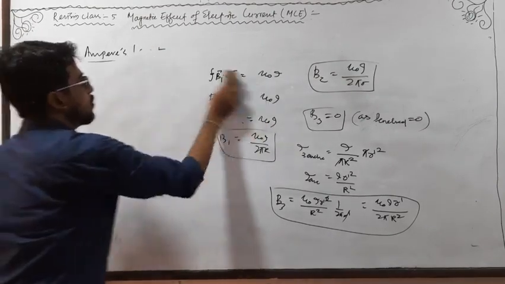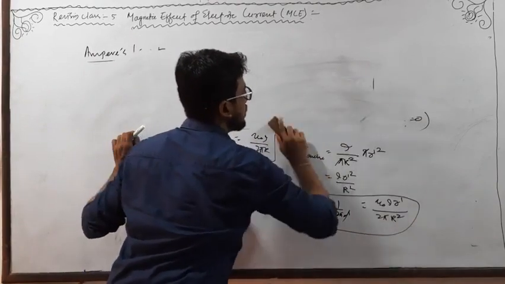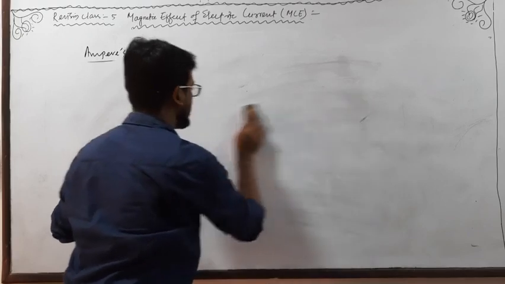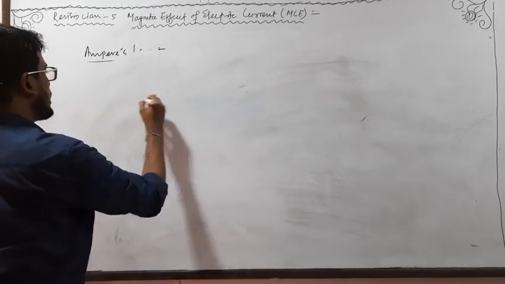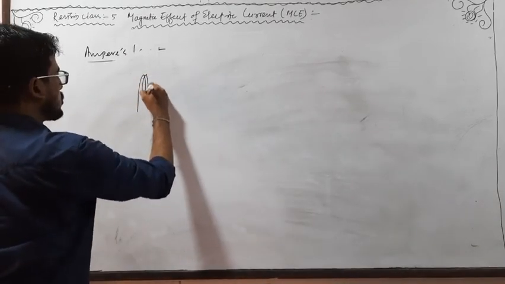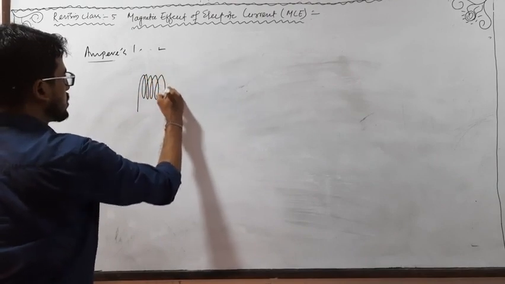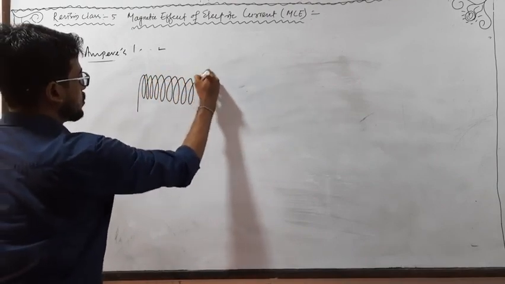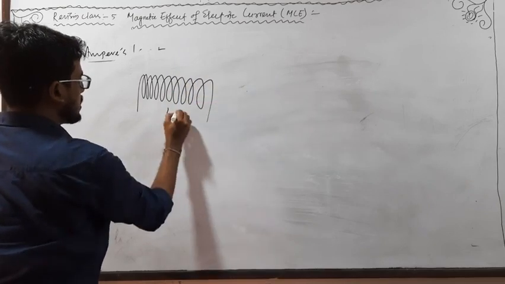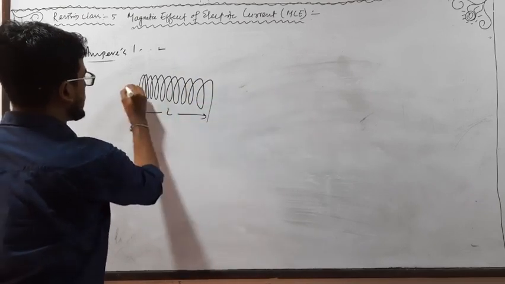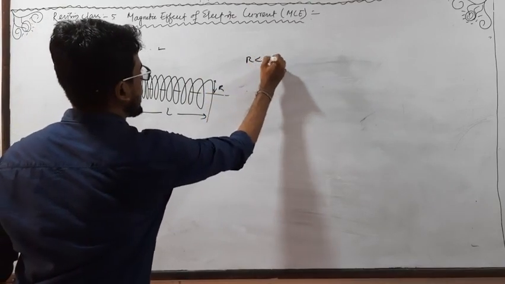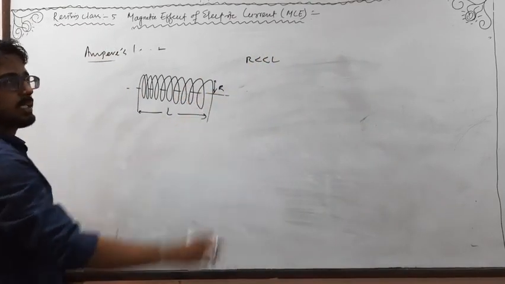So next we have to apply the Ampere's circuital law to find out the magnetic field strength due to an ideal solenoid. What is a solenoid? A large number of turns which are closely wound to each other such that the coil has larger length in comparison to its radius. So if this is the length of the solenoid and this is the radius of the solenoid such that R is very negligible in comparison to L, then it is known as an ideal solenoid.